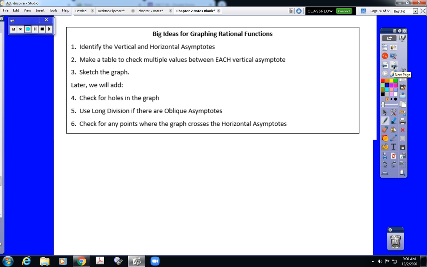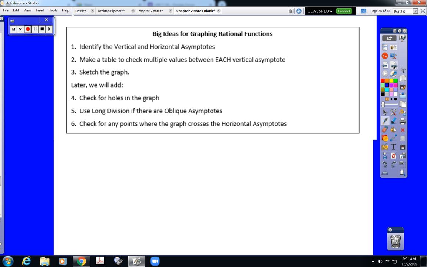So the big ideas here, the way that this works for the most part, is a 6-step process every single time. We're going to start off by identifying vertical and horizontal asymptotes. Later on, in step 4, there's actually a caveat to vertical asymptotes. Sometimes those values are not asymptotes, they're holes. So we'll learn how to check for that later. Then after we get the asymptotes graphed, we will make a table of values, check multiple values from each section of the graph, divided up by those vertical asymptotes, and we will then sketch that graph.